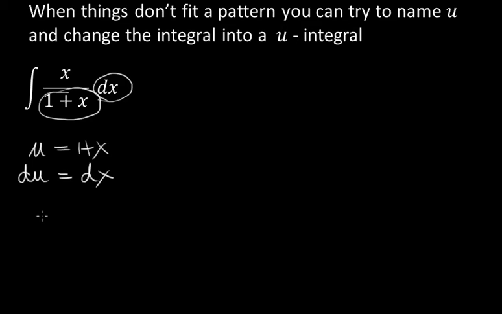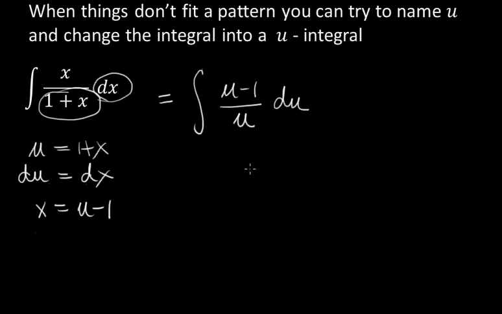So what I do in this case is I want to change the entire integral into a u integral. In order to do so, I have to solve for x. That's easy. If u is 1 plus x, then x is u minus 1. And dx is du, and 1 plus x is u, so I'm ready to change the integral in terms of u. x is u minus 1, the denominator is u, and dx is du. So this changed nicely.